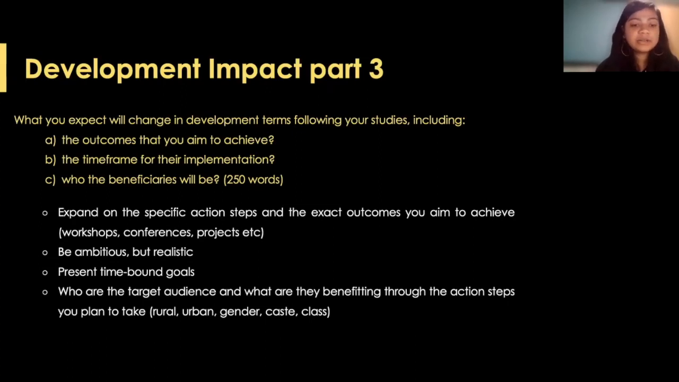Highlight who are the target audience and what will they be benefiting through the actions that you intend to take, right? Again, through the developmental themes and the outcomes you aim to achieve, it's always a good idea to talk to your peers, talk to other people who are applying for the scholarship, and understand what scholarship can help you do in the longer term. And then, of course, connect it with the things that you've done in the past as well.